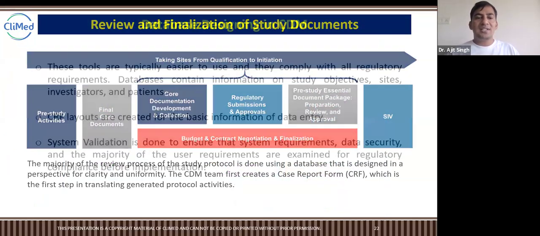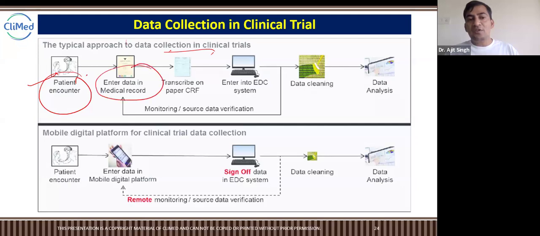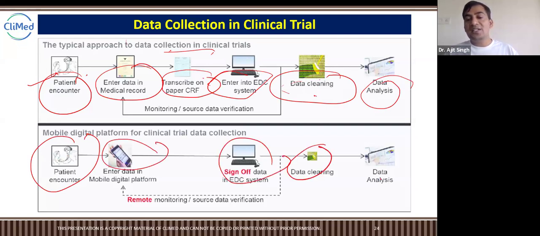Okay. And the CDM process says there are two types of data entry. One is direct data entry, one is manual data entry. See, the typical approach of data collection in a clinical trial is that the investigator or the clinical trial assistant meets the patient, enters the data in the medical record physically, and transcribes the data from the paper CRF to the EDC system. Then the CDM team will clean the data and analyze the data. Another approach is they meet the patient, directly enter the data into the metadata, and then they lock the metadata. Data cleaning is done, data analysis is done.